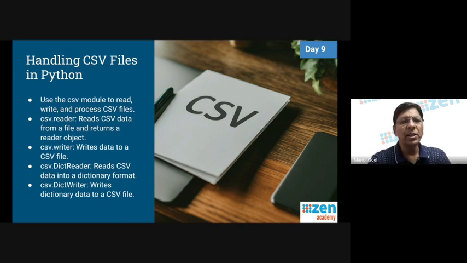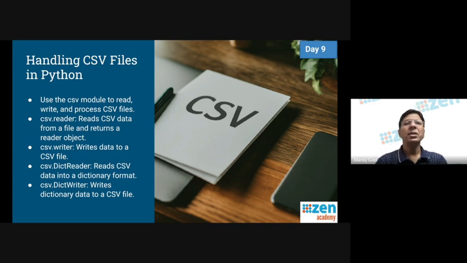So when you are reading, suppose the CSV file already exists and you want to read the data from the file, you will be using csv.reader. This CSV reader reads CSV data from a file and returns a reader object. And the same way, when you want to write data to a file, you have to use csv.writer, and it writes the data to a CSV file.